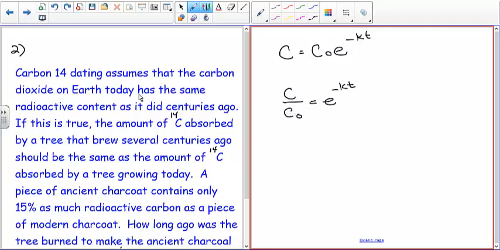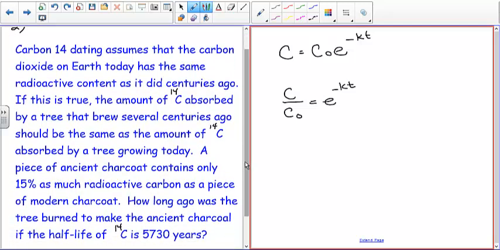So let's just read it now. Carbon-14 dating assumes that the carbon dioxide on Earth today has the same radioactive content as it did centuries ago. If this is true, the amount of carbon-14 absorbed by a tree that grew several centuries ago should be the same as the amount of carbon-14 absorbed by a tree growing today. A piece of ancient charcoal contains only 15% as much radioactive carbon as a piece of modern charcoal. How long ago was the tree burned to make the ancient charcoal if the half-life of carbon-14 is 5,730 years?